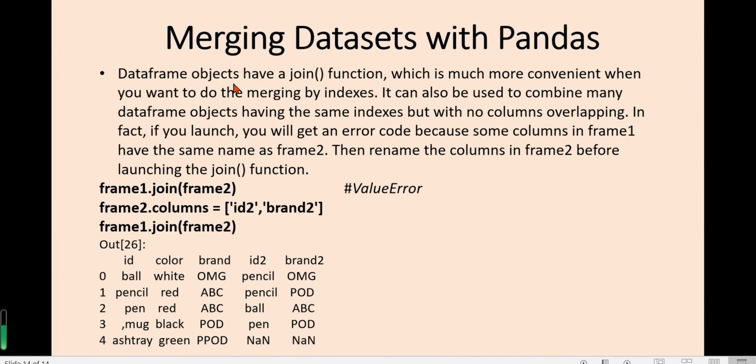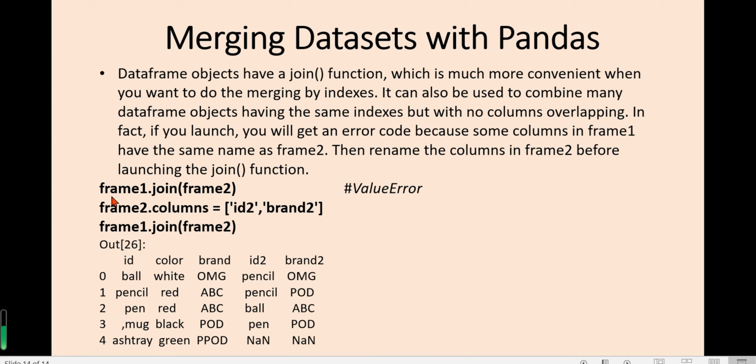And data frame objects also have a join function, which is much more convenient when you want to do merging by index. It can also be used to combine many data frame objects having the same index, but with no overlapping columns. So in fact, if you launch it, you will get an error because some columns in frame 1 have the same name as in frame 2. Then you have to rename the columns in frame 2 before launching the join function.